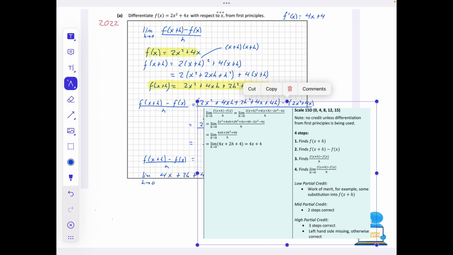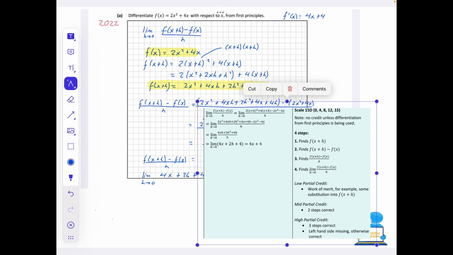Okay, so this was worth 15 marks, which is quite generous. So first thing they say on the right hand side, note no credit unless differentiation from first principles is being used. So if you just write down the final answer, you won't get anything. For some topics, if you don't do the correct method or if you don't show your work, you will get some marks for writing down the final answer. Here, you won't get anything. And that has been a trend every time it has come up, really.